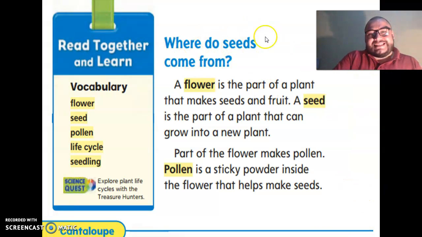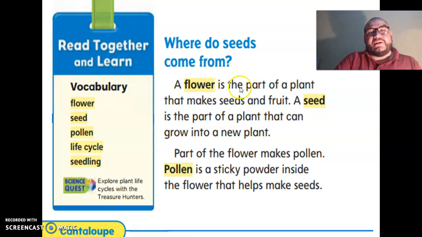Where do the seeds come from? Repeat after me, vocabulary: flower, seed, pollen, life cycle. A flower is the part of a plant that makes seeds and fruits. A seed is the part of a plant that can grow into a new plant.